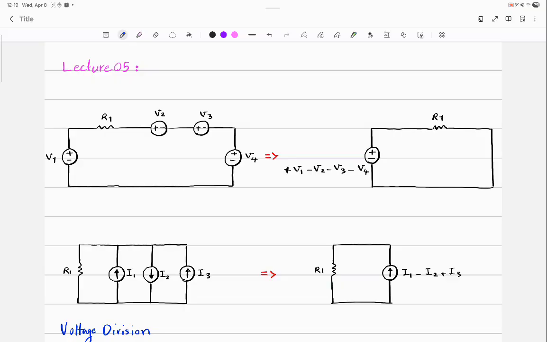Now compare the equivalent source with every single source and determine the sign. For example, let's call this VEQ. Compare the polarity of VEQ with V1. Are they consistent? Yes. So V1 should appear with a positive sign. Now compare it with V2. Is it obvious that it's opposite or no?